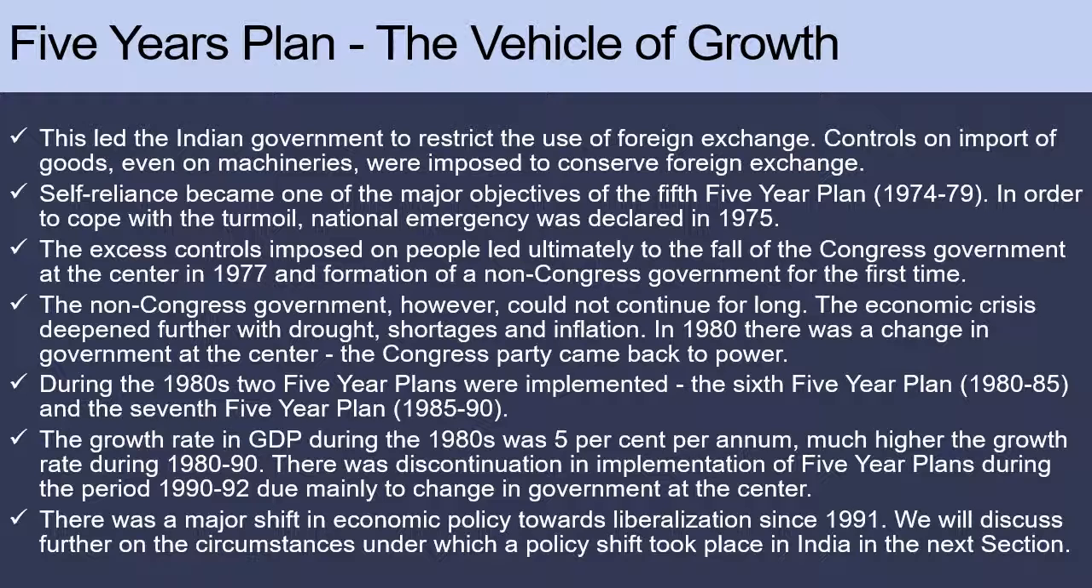During the 1980s two five-year plans were implemented, the sixth five-year plan, 1980-85, and the seventh five-year plan, 1985-90. The growth rate in GDP during the 1980s was 5% per annum, much higher than the growth rate during the earlier decades. There was discontinuation in implementation of five-year plans during the period 1990-92 due mainly to change in government at the center.